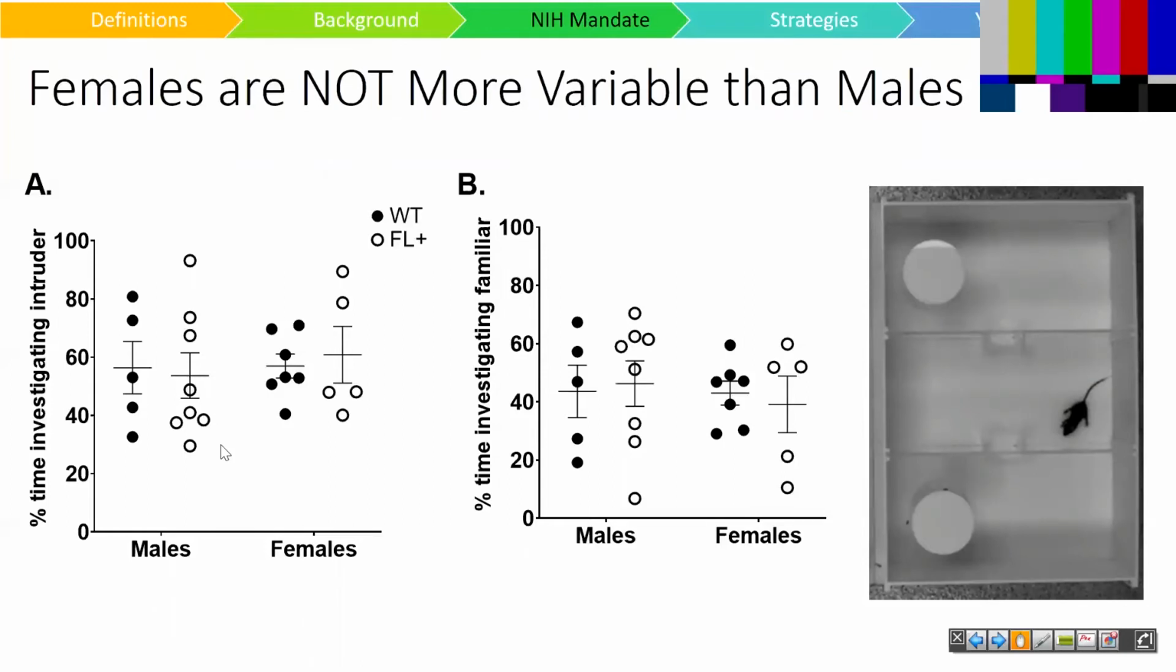But we have tons of graphs like this from our lab, where we see just as much variability, usually more variability in the males than the females. So females are not necessarily more variable than males. And we will almost always do a correlation with estrous cycle, and we usually don't see a correlation with estrous cycle. So in some cases you will, but that's an easy thing to incorporate in your research to control for those questions.